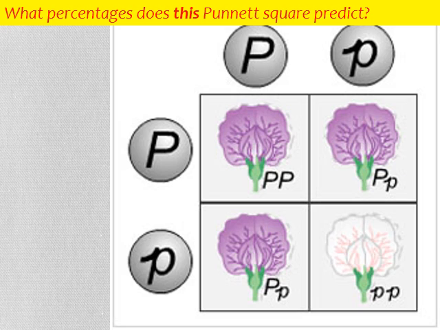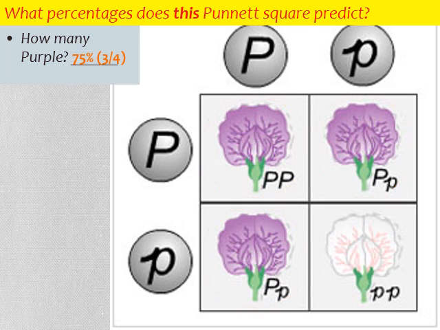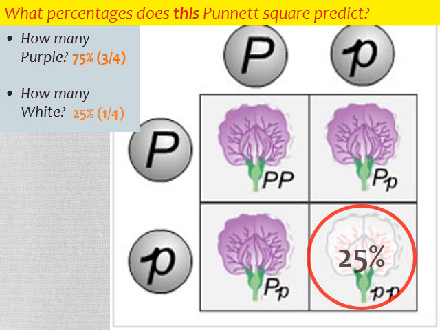So what we can do here is use these percentages to predict the offspring. How many purple flowers are expected? There's a 75% chance, or 3 out of 4, that the offspring will be purple. Whereas there's only a 25% chance, a 1 out of 4 chance, that the flower will be white.